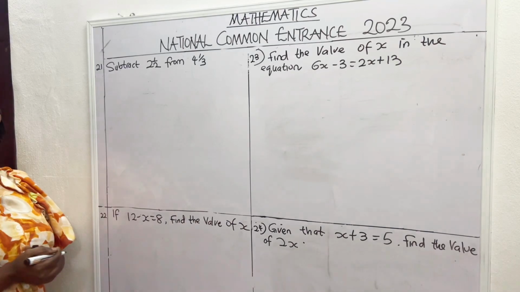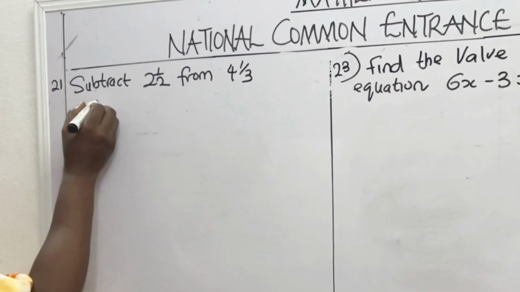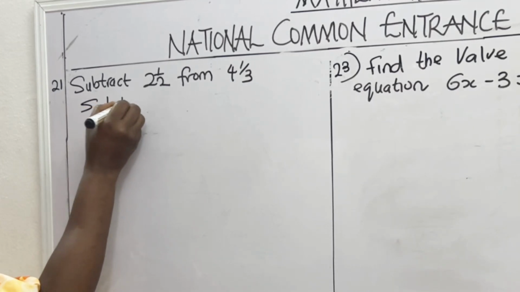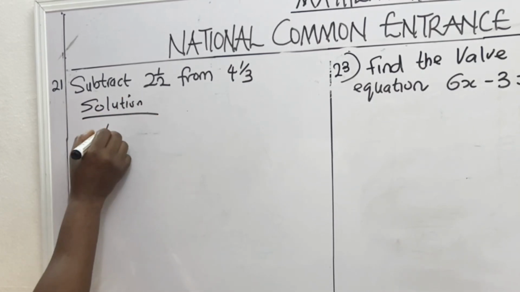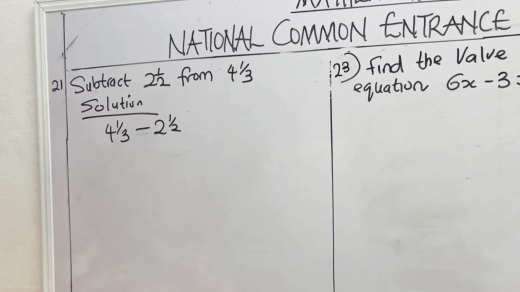Question 21. Subtract 2.5 from 4 1/3. That is 2 1/3 from 4 whole number 1/3. Okay, so the bigger one first. You have to take away 2.5 from that.